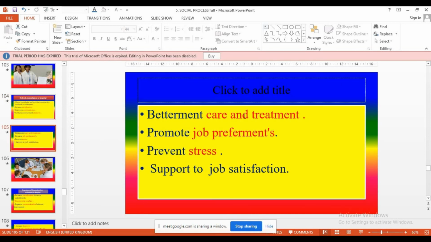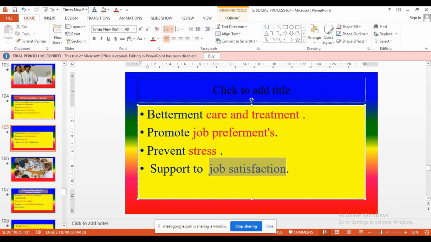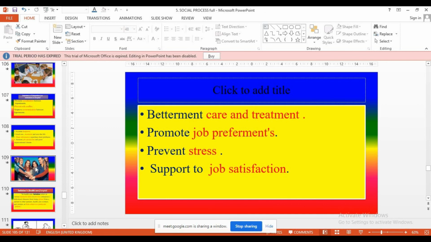Next role, care and treatment, better client-oriented care and treatment. Then promote job satisfaction and performance. Next, prevent stress in the hospitals. Stress means, when we share our experiences regarding the diseases and clients, it helps to reduce stress and builds harmonious relationships. Then support job satisfaction, a happier work life in the hospital.